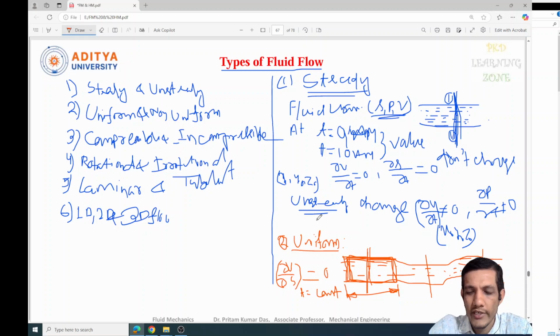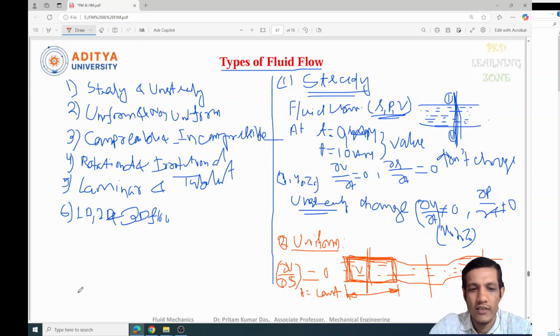Uniform flow can be defined as the type of flow in which the velocity at any given time does not change with respect to space. This space is nothing but del S, that is, the length of flow in the direction of the fluid. So this is the uniform flow.